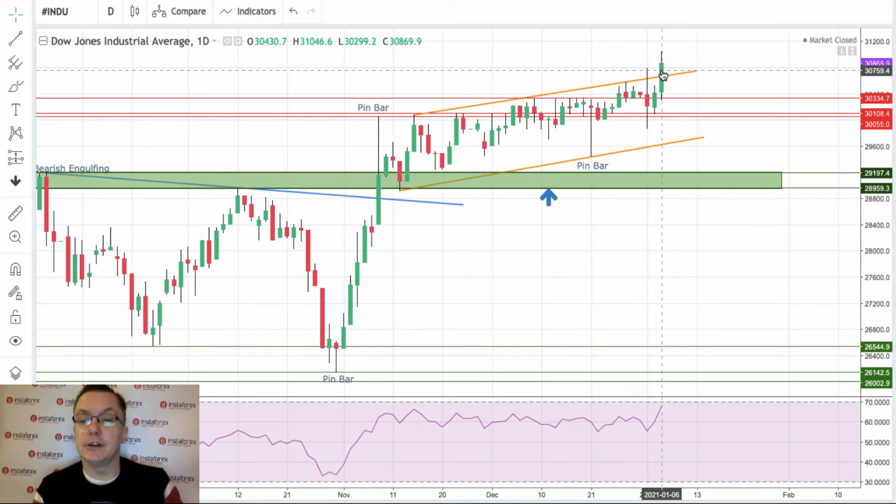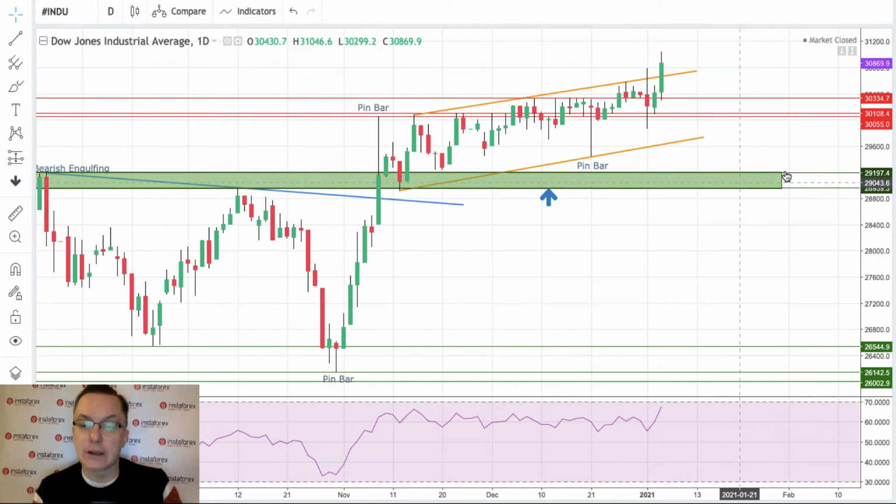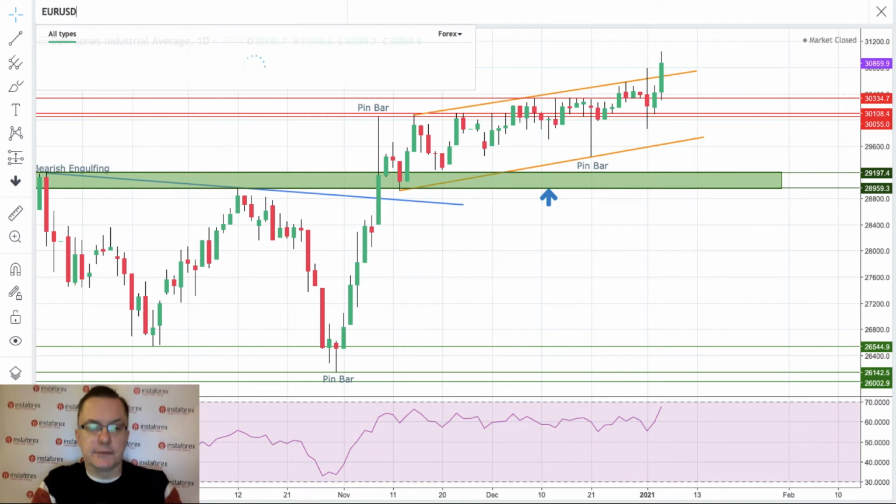There is really no sign of any kind of trend reversal or trend termination, as long as we are trading above the 28,959, 29,197 points zone. Then of course the uptrend is still being continued, and the value of this index will just be rising higher.